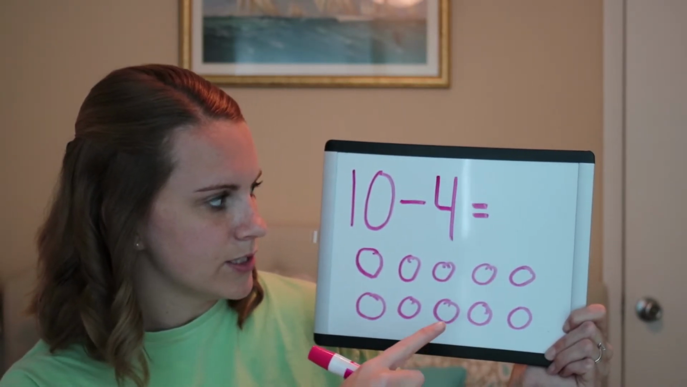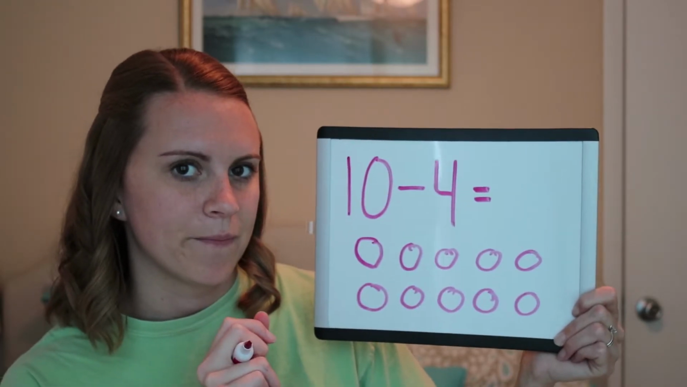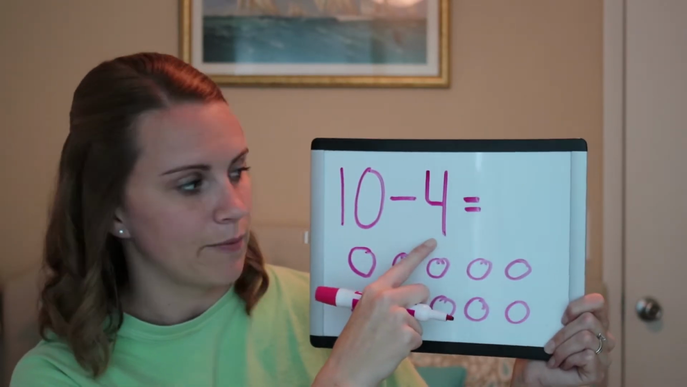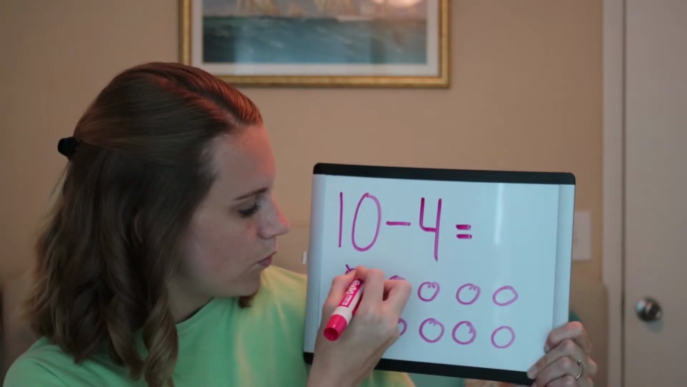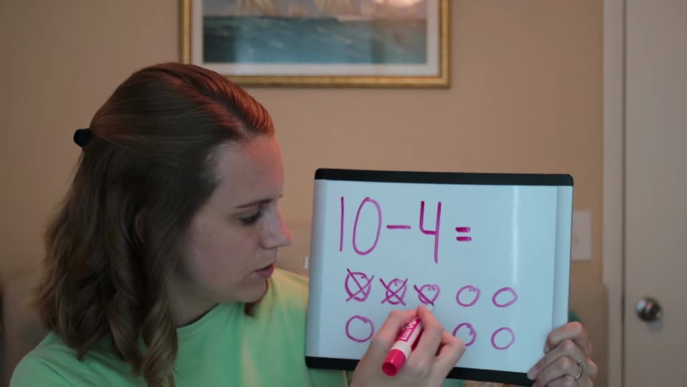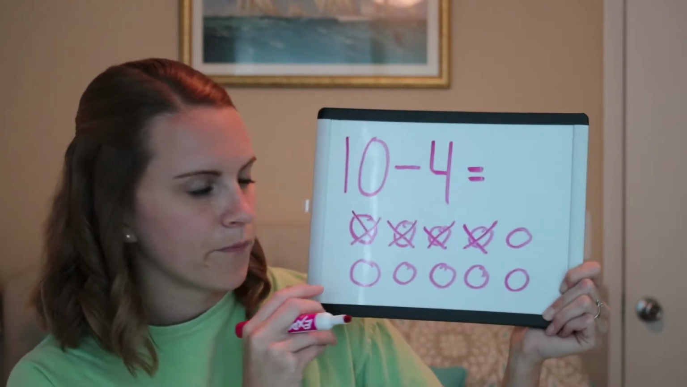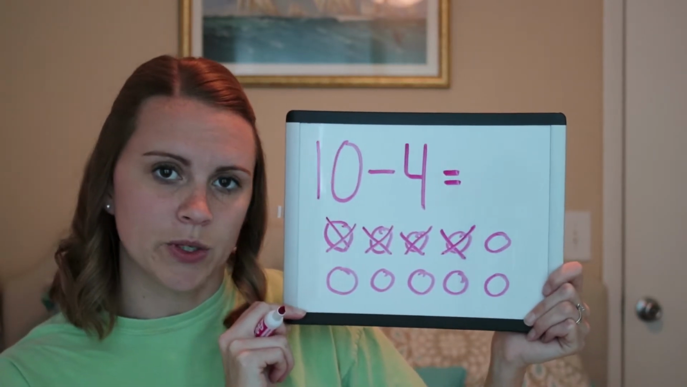I have 10 circles, and how many am I going to take away? 4, right? I'm going to take away 4. So let's count 4. 1, 2, 3, 4. All right, so how many do I have left?